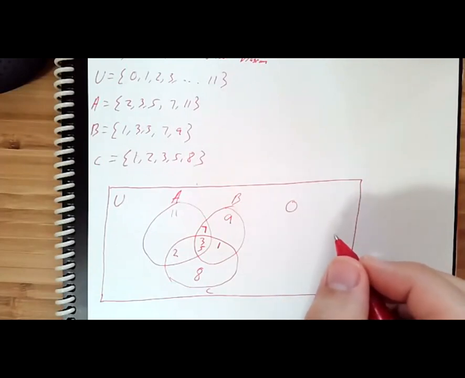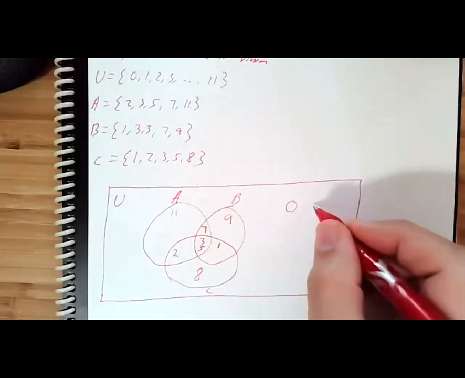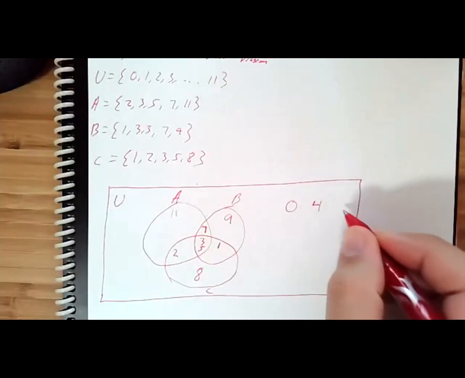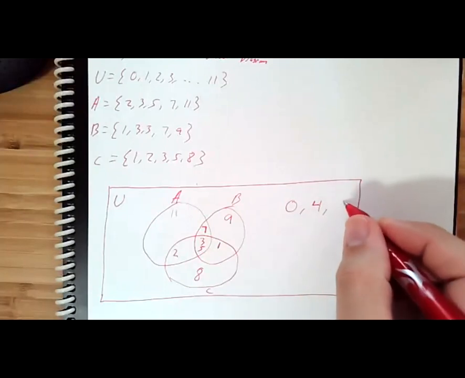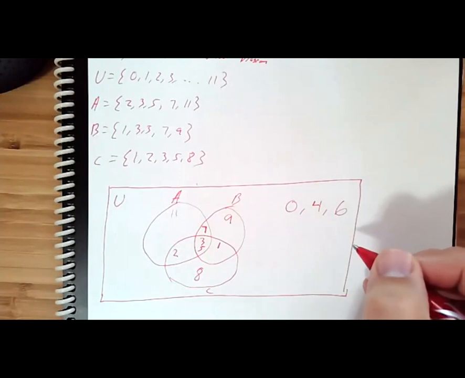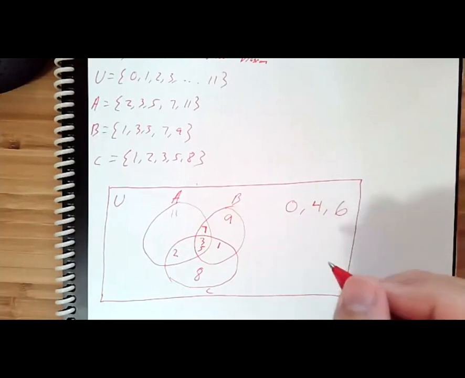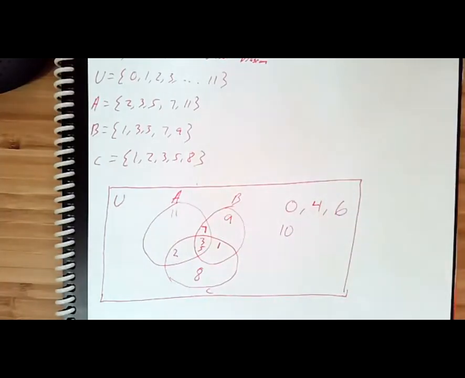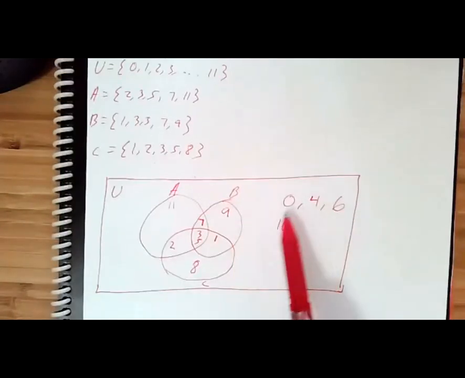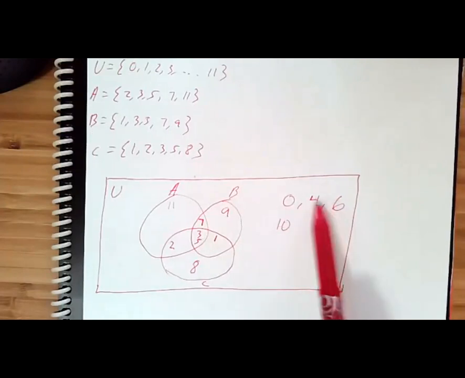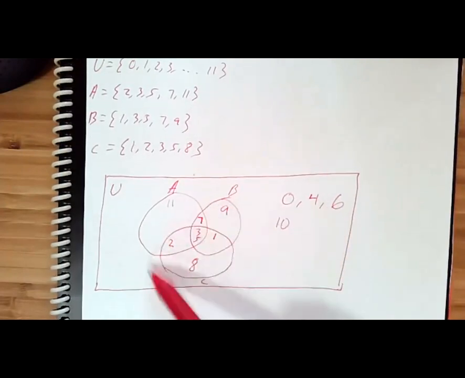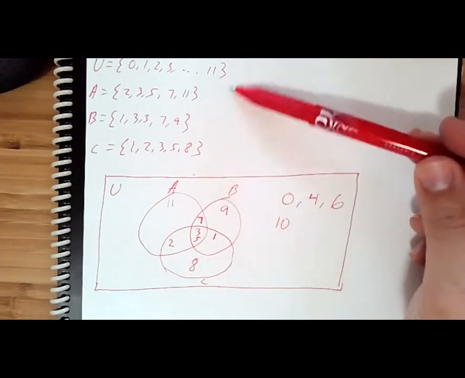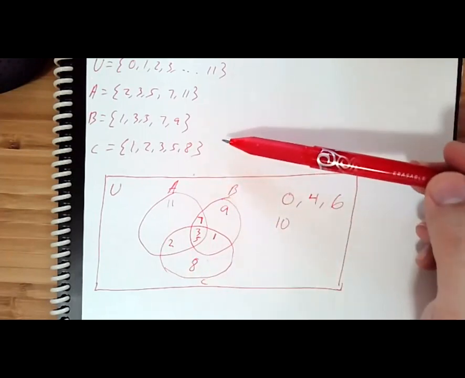The 4. 6. And 10. 11's there, but 10's good. So this is all the elements. So these 4 are outside the circles and the rest are inside. So this is the visual for what's happening here, right?